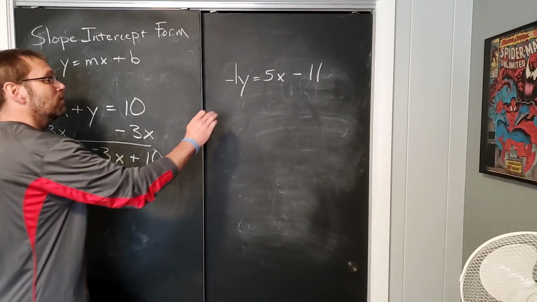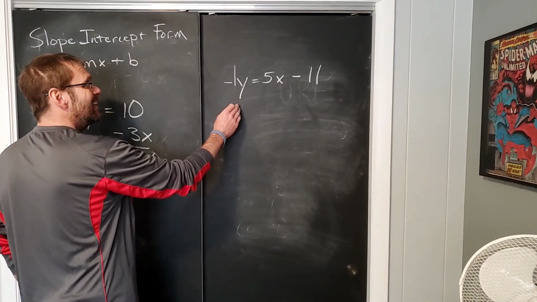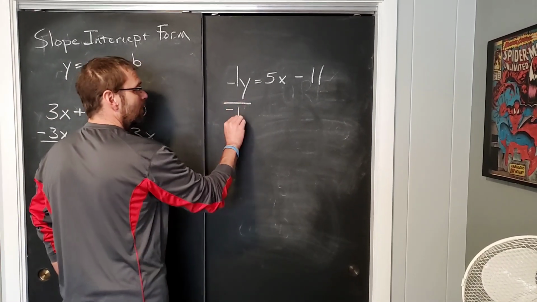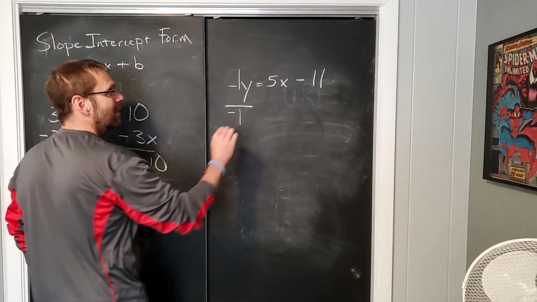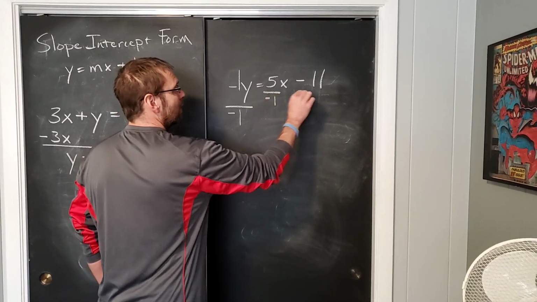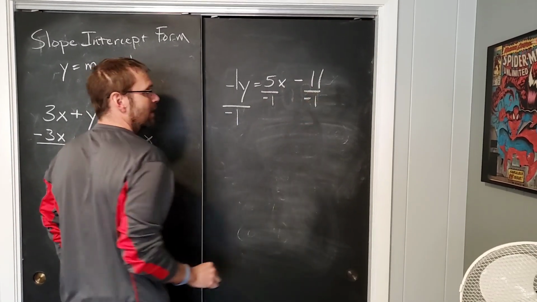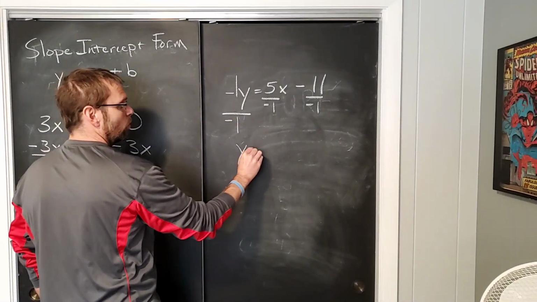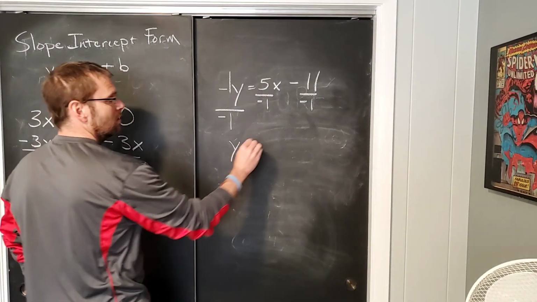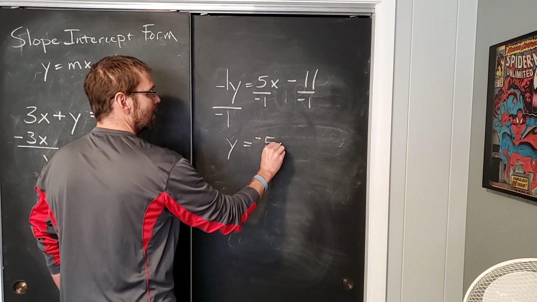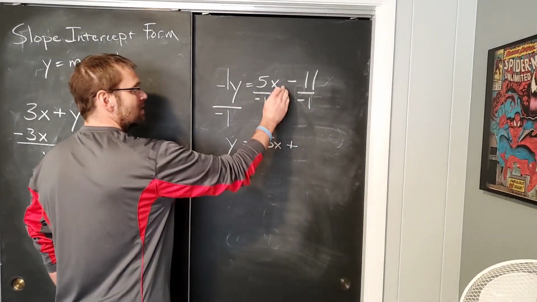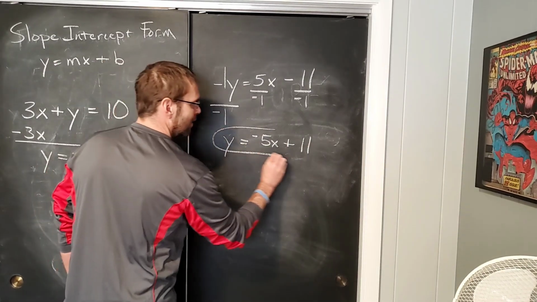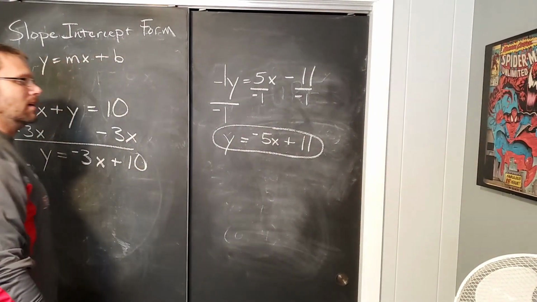So to get rid of just my negative 1 and leave my y there, I actually have to divide on this one. I divide by negative 1, and that means I have to actually divide all of these by negative 1. And what happens is this becomes positive y, which I want, equals negative 5x plus, because a negative and a negative gives me a positive, I get 11. And this is the best I can do there.